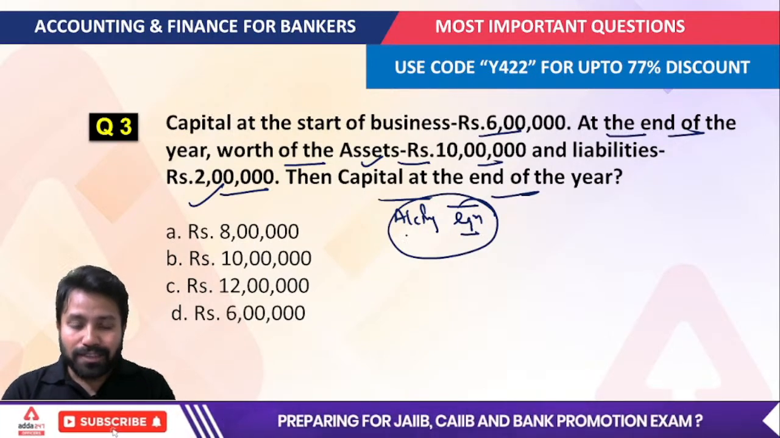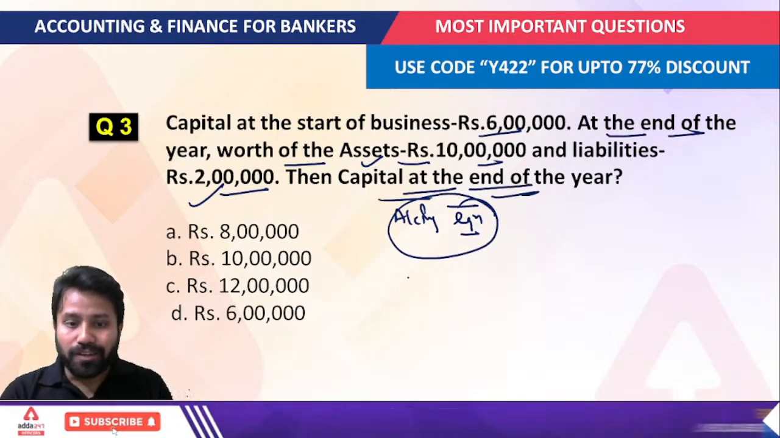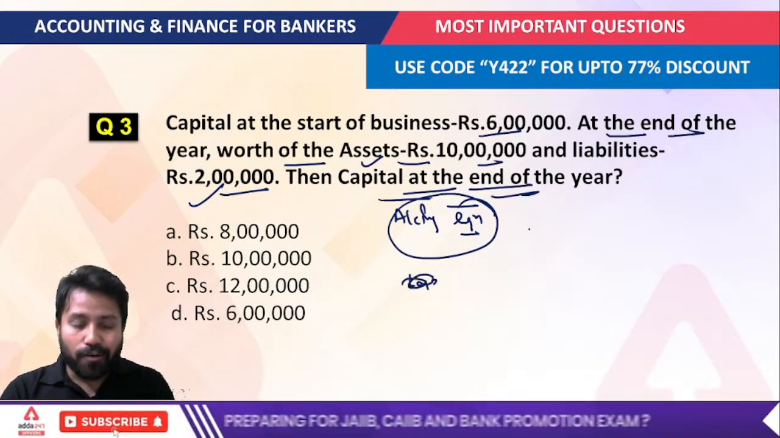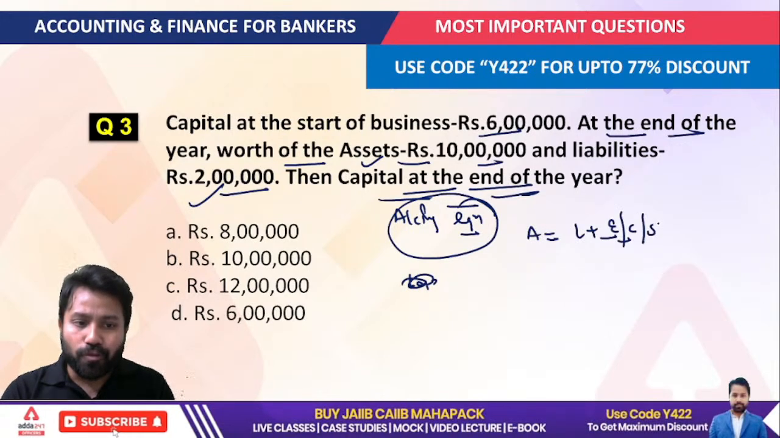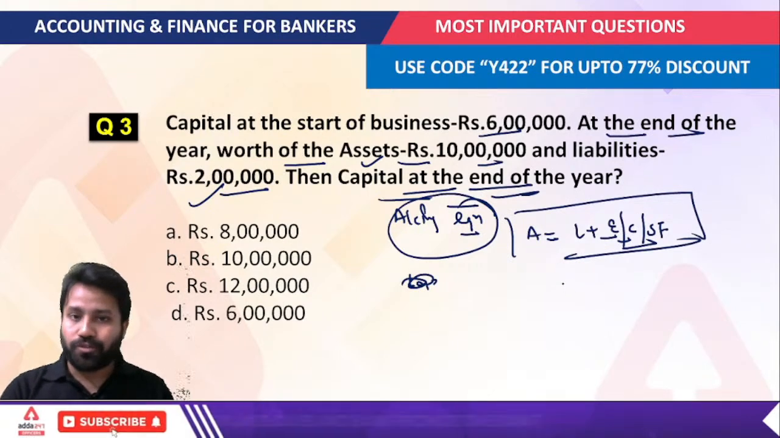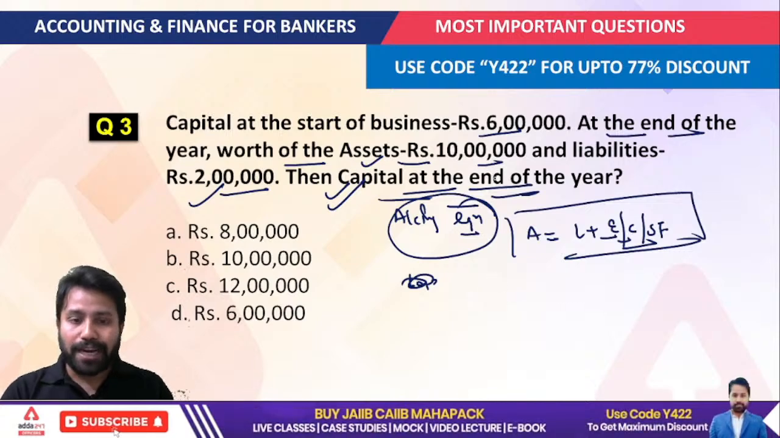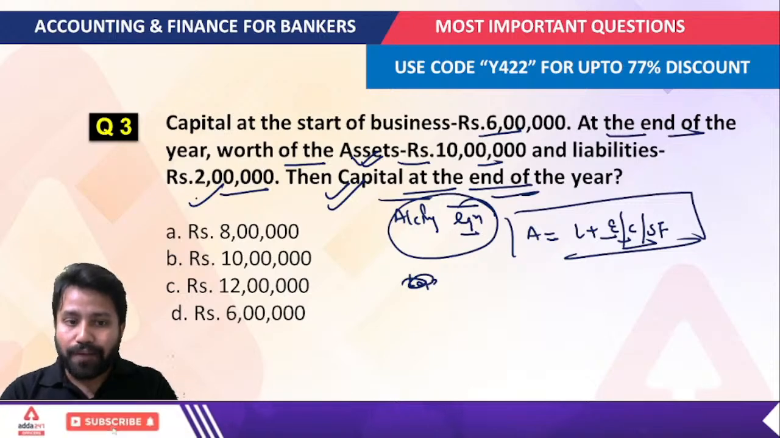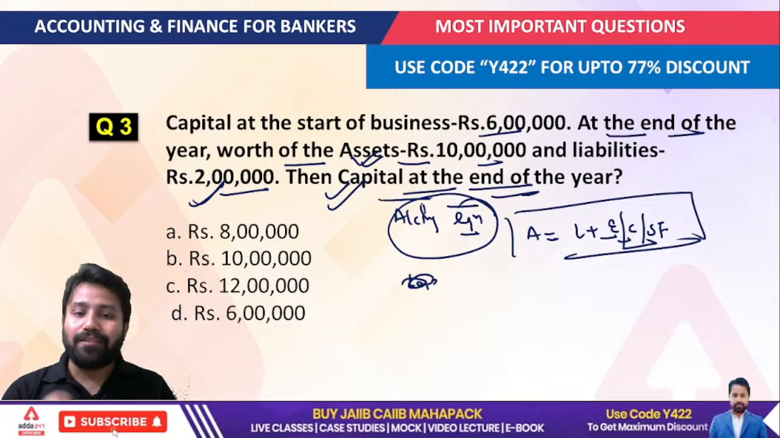If we have to find out the capital at the end of the year, we know the accounting equation: assets equal liabilities plus equity, or capital, or shareholders' fund. That is your accounting equation, or balance sheet equation. Now, to find the capital at the end of the year, we have the assets information and the liabilities information, so we can definitely calculate it.